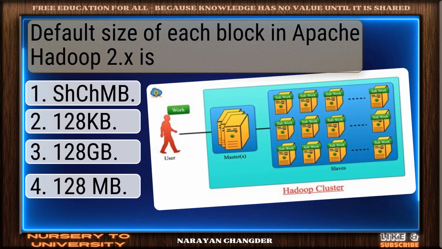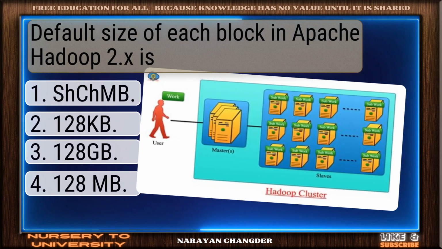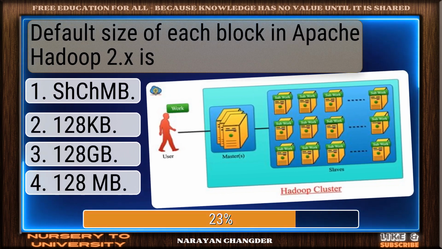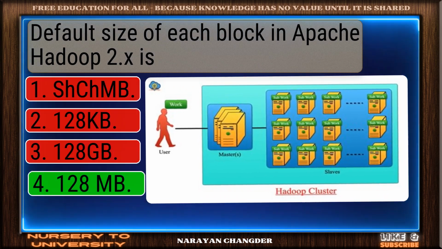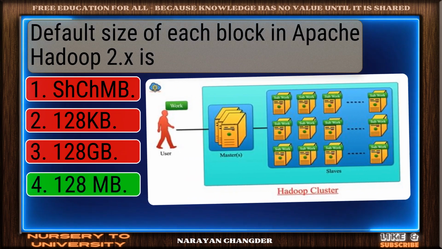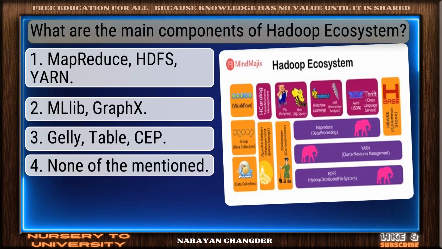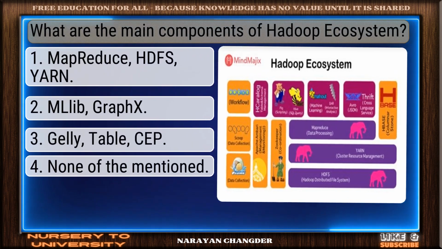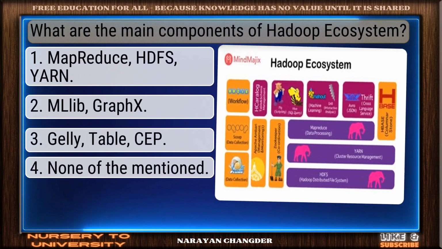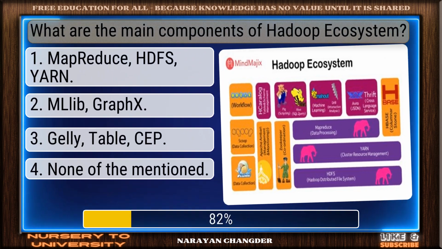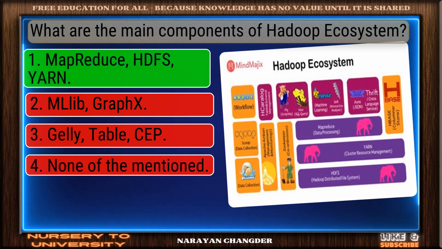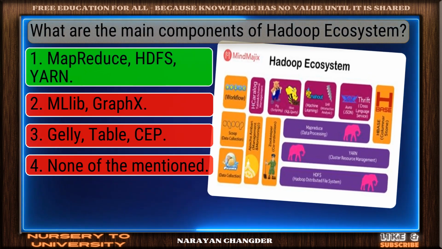Question number 23. Default size of each block in Apache Hadoop 2.x is. Great job, 128 MB is the accurate answer. Question number 24. What are the main components of Hadoop ecosystem? Right again. MapReduce, HDFS, YARN is a valid answer.